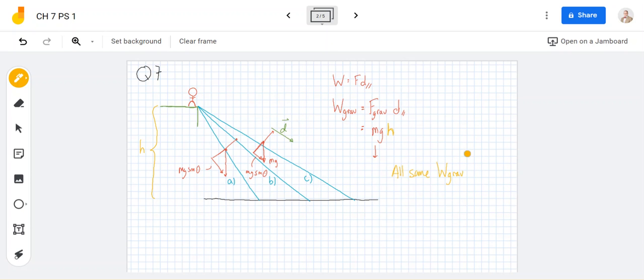So I think that's the easiest way to conceptualize this one. Instead of trying to figure out how I'm going to make the force parallel to the distance, why don't I take the distance that's parallel to the force? I think that's easier.